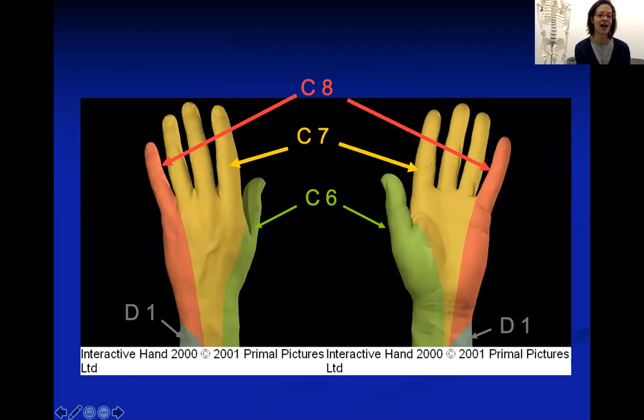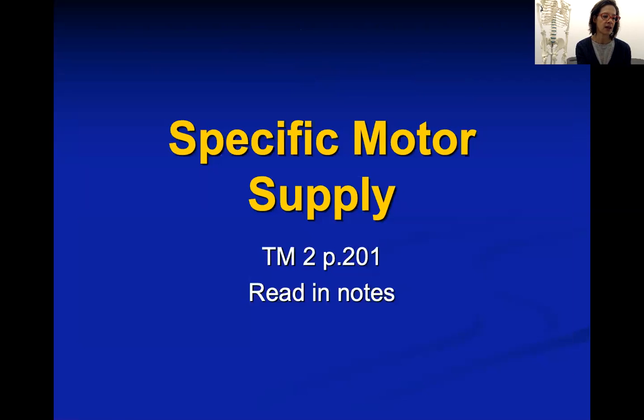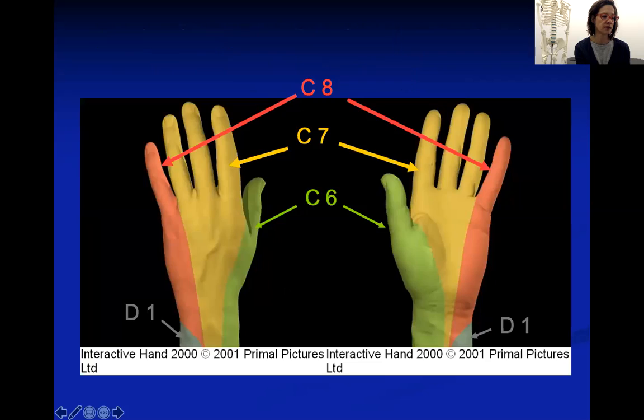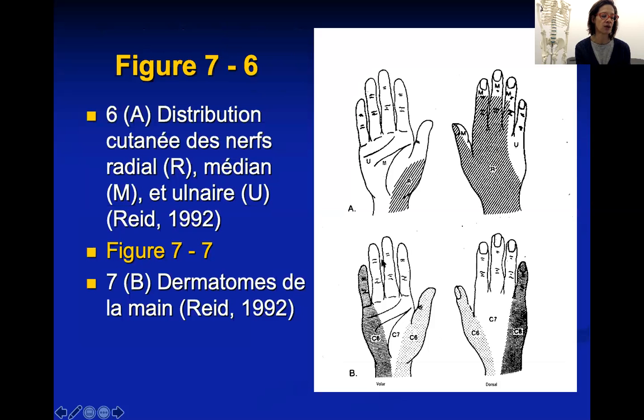We don't have that half of the finger when we're talking about the cervical innervation to sensory innervation. Your specific motor supply, you can read also in the notes. But we also have, hold on, there we go, comparing the two. So the distribution, again, this is the cervical segments and this is the periphery here.